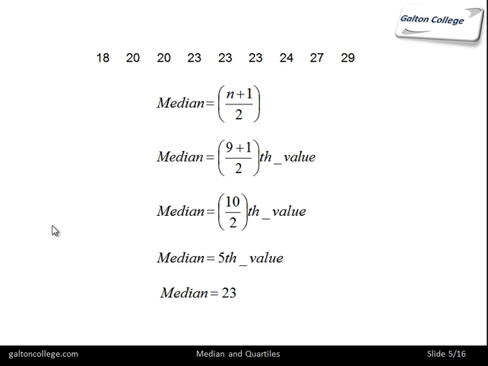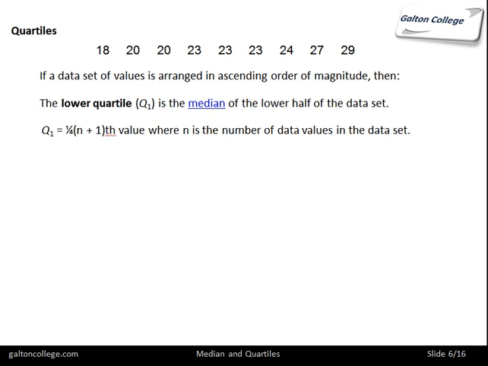And that's how we calculate a median. Now to look at quartiles, here we have a data set. If the data in the set is arranged in ascending order of magnitude, then the lower quartile is the median of the lower half of the set. So we divide the set in 2 and find the middle value in the bottom half and the middle value in the top half. The lower quartile is called Q1.